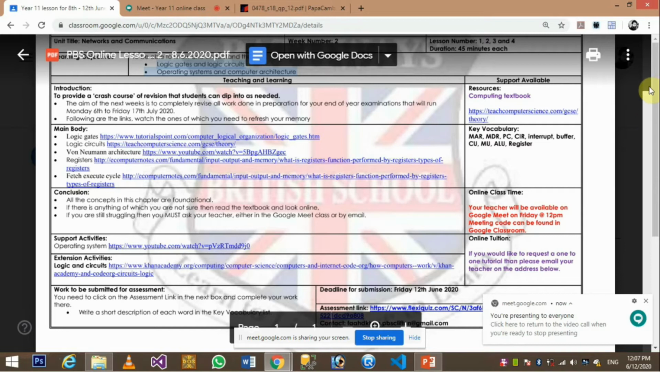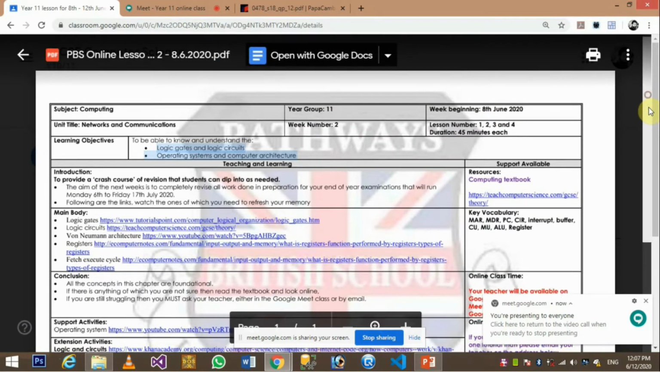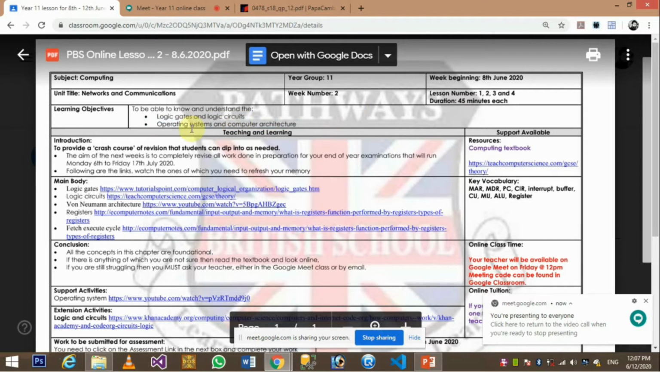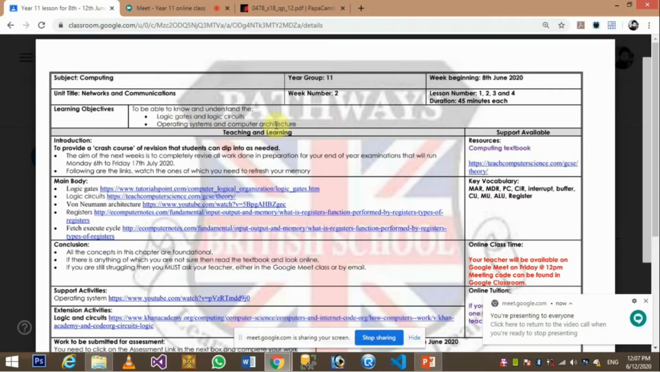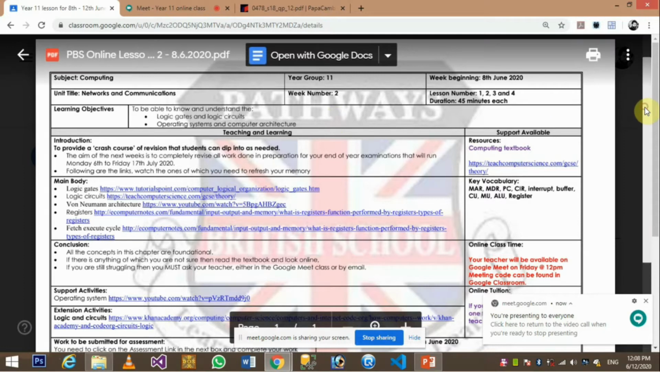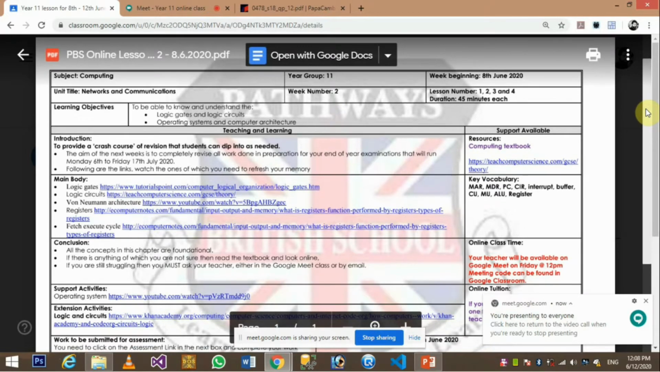This is the lesson I posted on the classroom. The two topics, the two chapters, that are the focus of this week: logic gates and logic circuits, and the second one is operating system and computer architecture. That is chapter number 3 and chapter number 4.